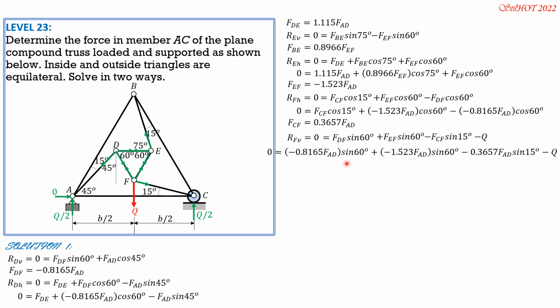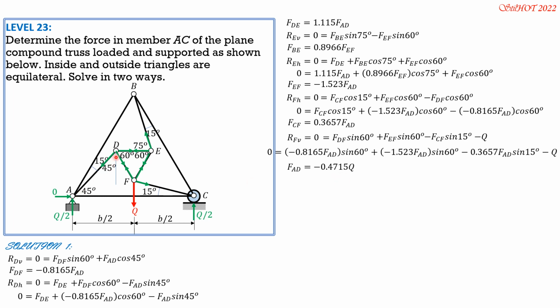So take note that we have FAD here, which can be combined. Then we can express FAD in terms of Q. So use your calculator, you may combine FAD first, then transpose Q to the left. So it is Q over quantity negative 0.8165 sine 60 minus 1.523 sine 60 minus 0.3657 sine 15. So we'll get FAD equals negative 0.4715 Q.